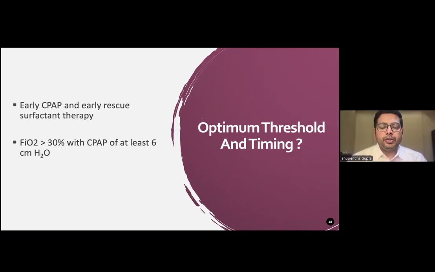What is the optimum threshold and timing? If the child has labored breathing in the labor room, it should be optimized with CPAP and transported with CPAP. The child should be put on non-invasive respiratory support, and early rescue surfactant should be given. And as per the European guideline, after stabilizing the neonates with CPAP, if the FiO2 requirement is more than 30% with 6 centimeters of water, that is the indication of surfactant replacement therapy in less than 34 weekers.